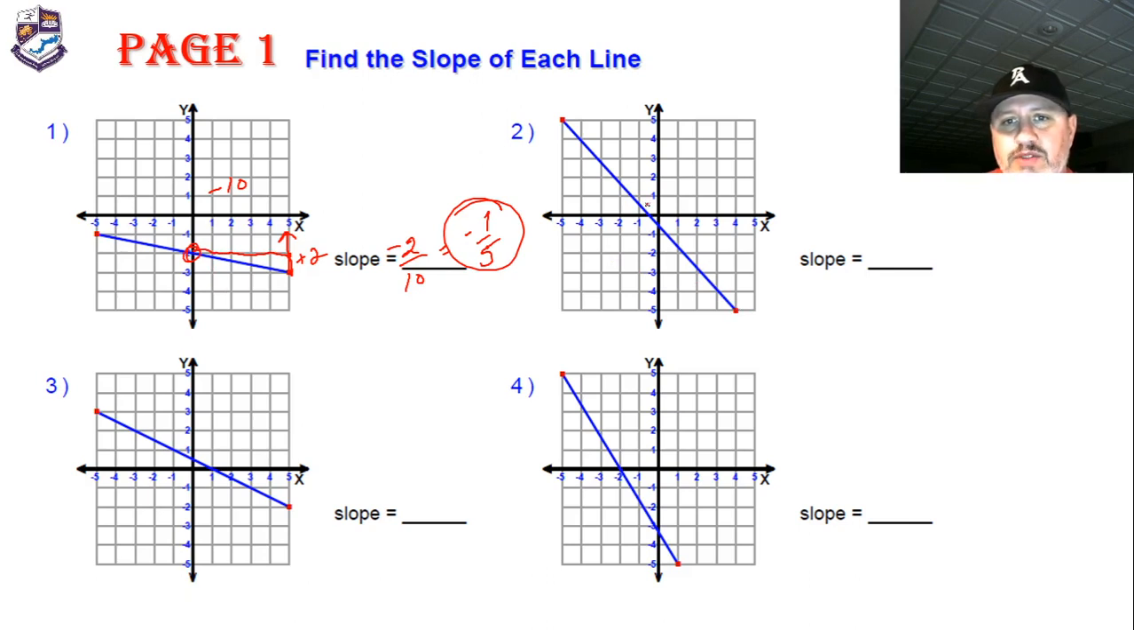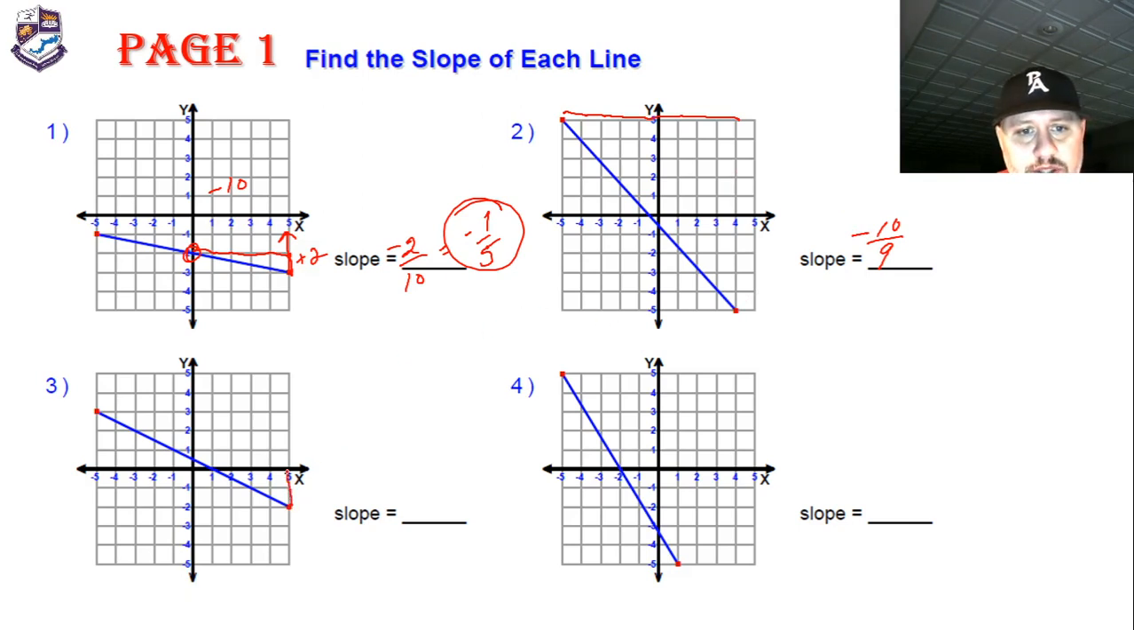Okay, let's go from this red point to this red point. I am rising basically the entire graph, which is 10. And I'm running 1, 2, 3, 4, 5, 6, 7, 8, 9. So I'm running 9, but notice how I went to the left. So that is a negative. And again, it doesn't matter where you put the negative. So negative 10/9 is your slope there.